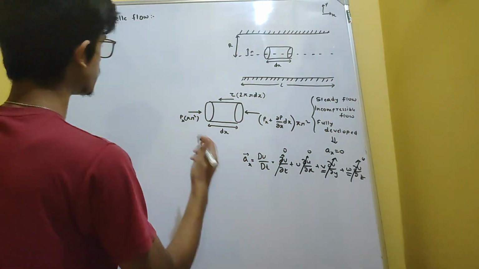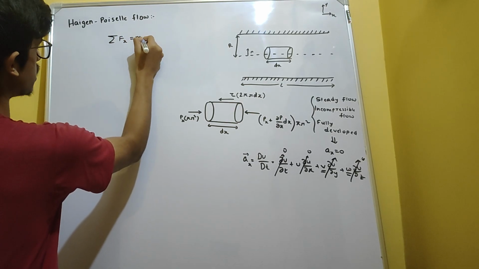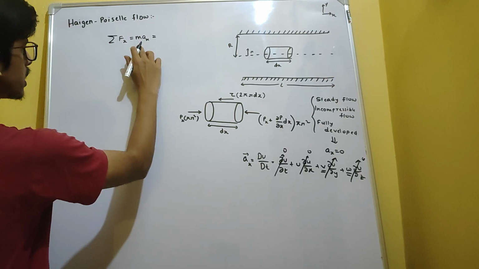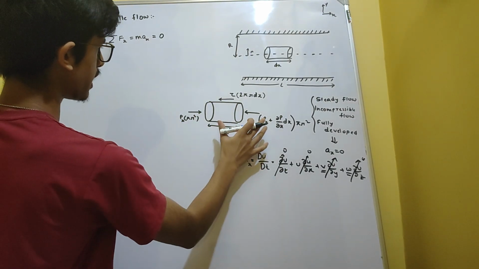Alright, so from Newton's second law, we know that summation Fx is equal to mass into acceleration along the x direction. But since acceleration is 0, this will also be 0. Now, what are the forces that are acting along the x direction?